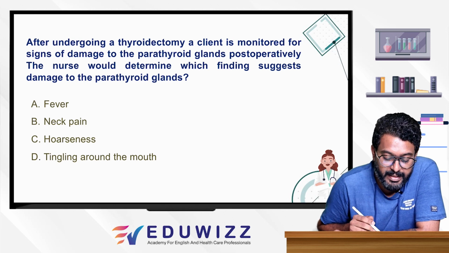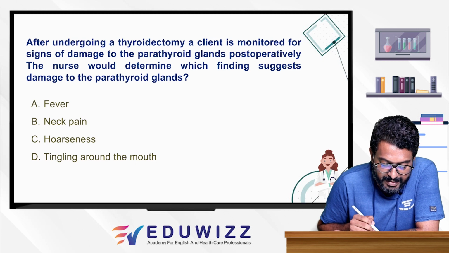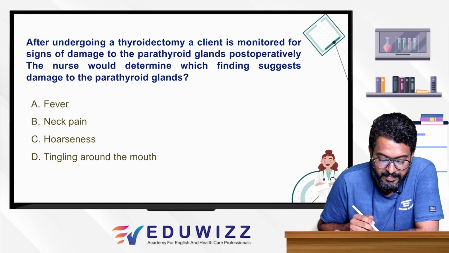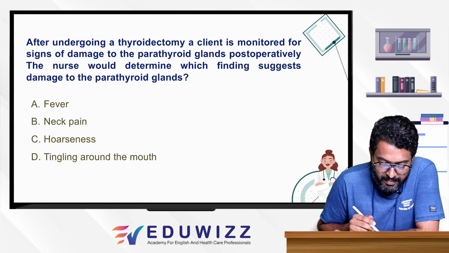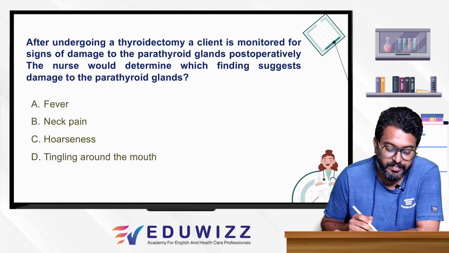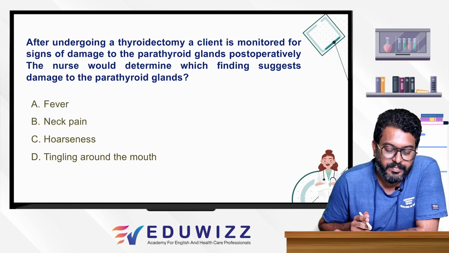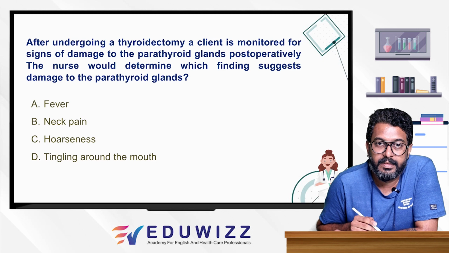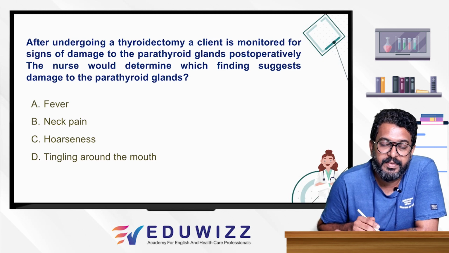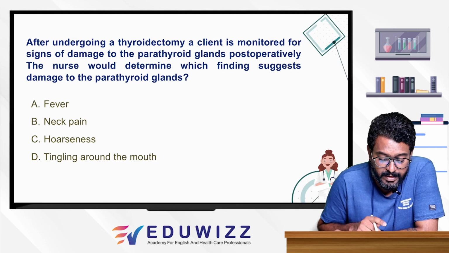Next question. After undergoing thyroidectomy, a client is monitored for signs of damage to the parathyroid glands postoperatively. The nurse would determine which findings suggest damage to the parathyroid glands. So the patient after thyroidectomy is being monitored for damage to the parathyroid gland postoperatively. What are the signs which suggest damage to the parathyroid glands?